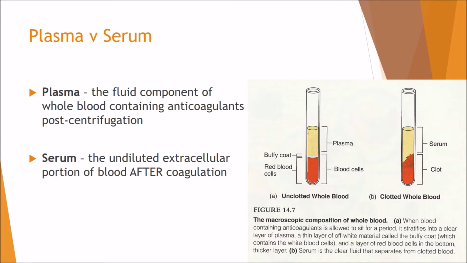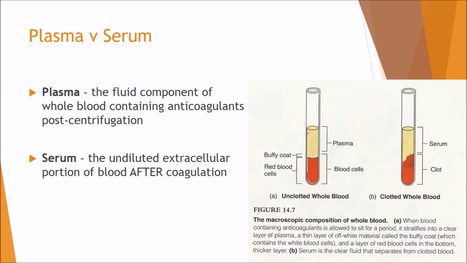Okay, so now we're going to talk about the difference between plasma and serum. Whole blood consists of three things: plasma, a buffy coat, which is your white blood cells, and your red blood cells. The white blood cells and the red blood cells are what I call your formed elements, your cellular components. Plasma is purely the liquid component of blood. Your usual blood is about 55% plasma.